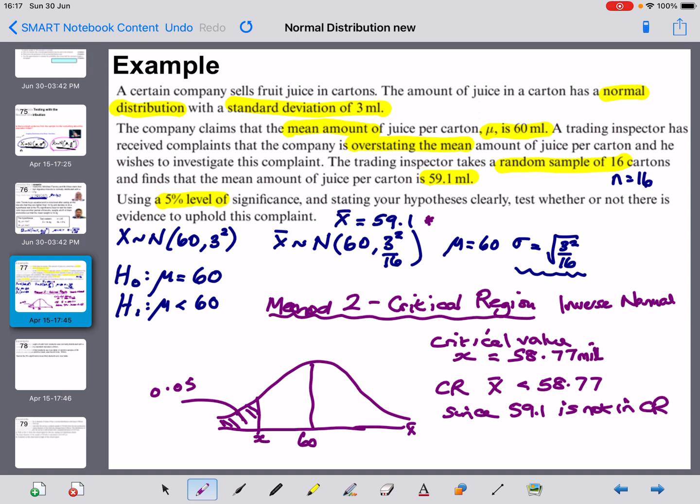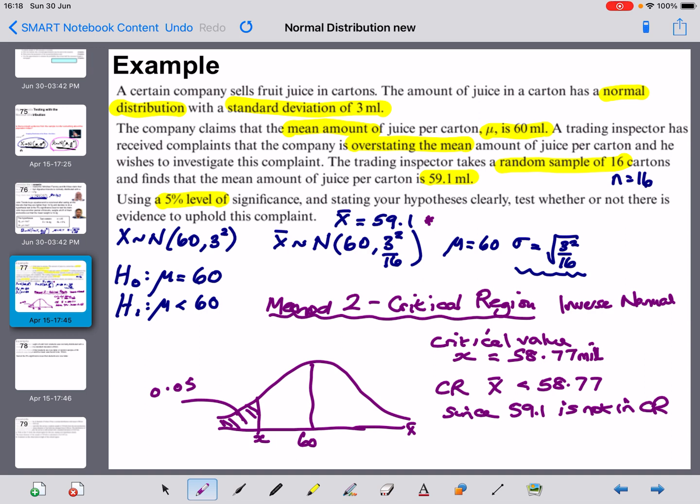So either way, we are failing to reject. Okay, now in this particular question, it doesn't direct us on either method, so you could choose whichever you prefer to do, and as long as you make some sort of comparison and then you conclude, then it won't matter how you do it.